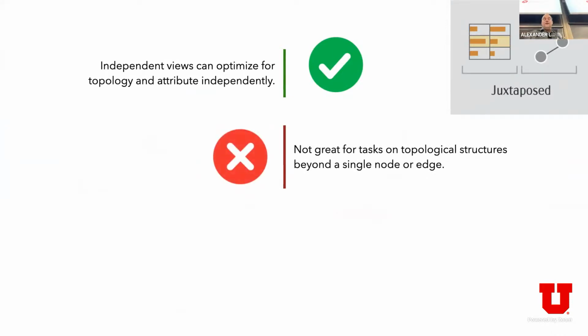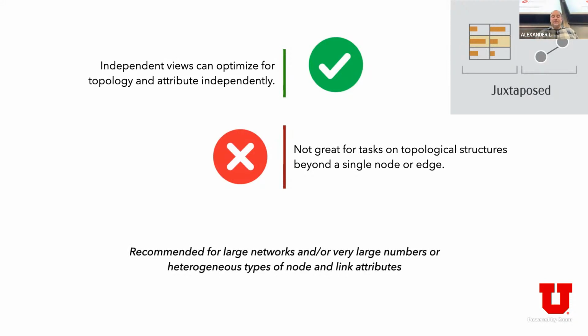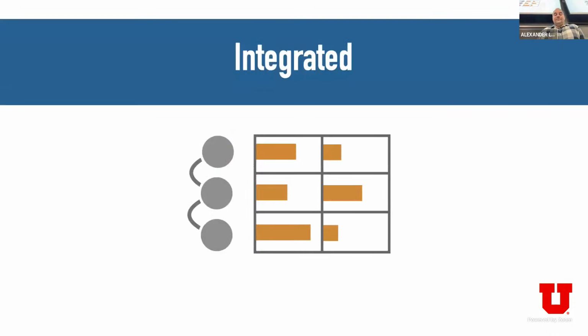But it's not great for tasks that take account of both the topology and also the attributes of these nodes or edges. So this is something that works for large networks and for very large numbers of heterogeneous types of nodes and link attributes. So that's the big advantage of this: scale, because I can optimize independently.